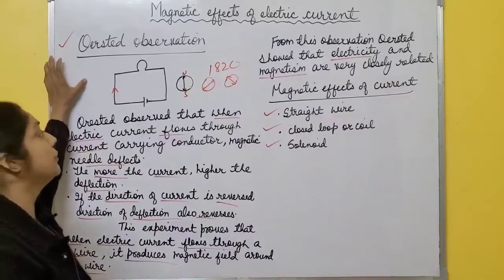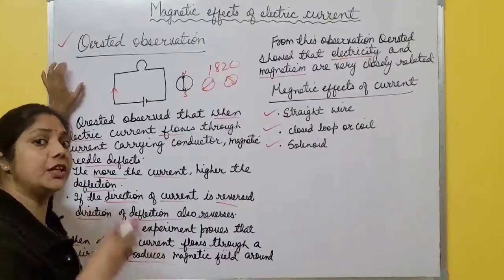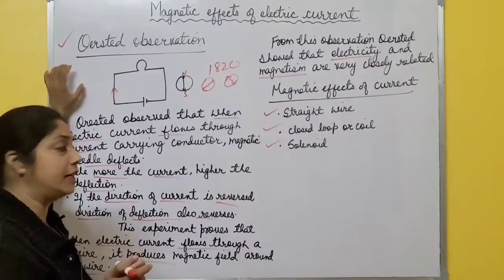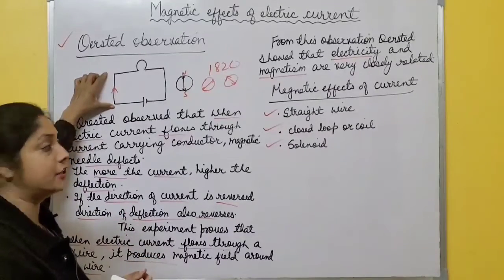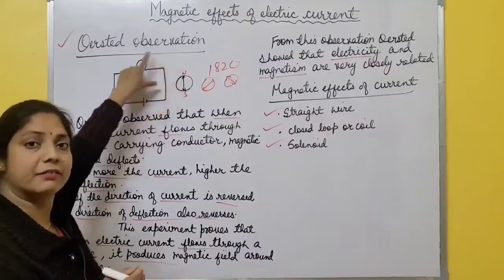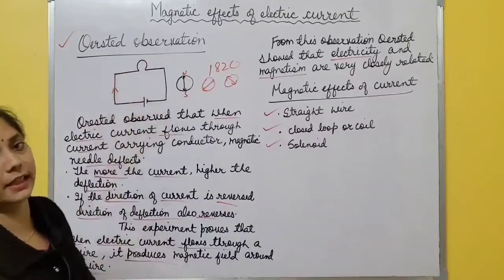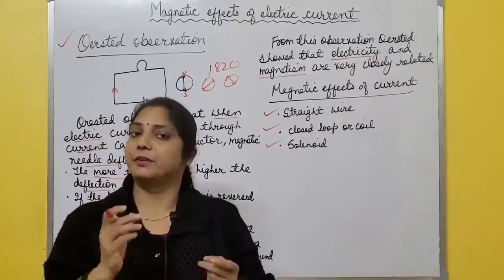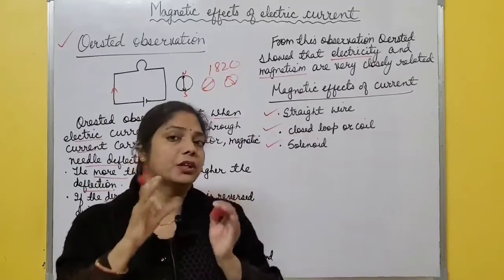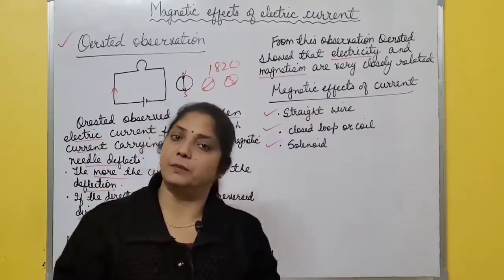What is this Oersted observation? He observed that when current flows through a wire or any current carrying conductor, the needle shows some deflection. It means a magnetic field is present around this current carrying conductor. And for the first time he found a relationship between electricity and magnetism. Both are very closely related. Hope it's clear to all of you.